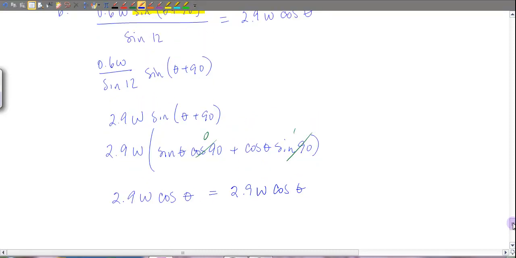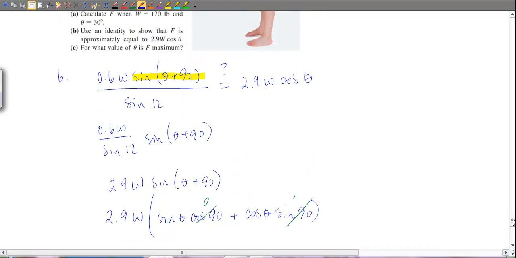Now, I want to make a note here. Some people have asked me if they could have used the cofunction identity. This isn't the cofunction identity. Cofunction identities are 90 minus theta. They have a minus sign in there, so we couldn't have just used that one. That wasn't valid.